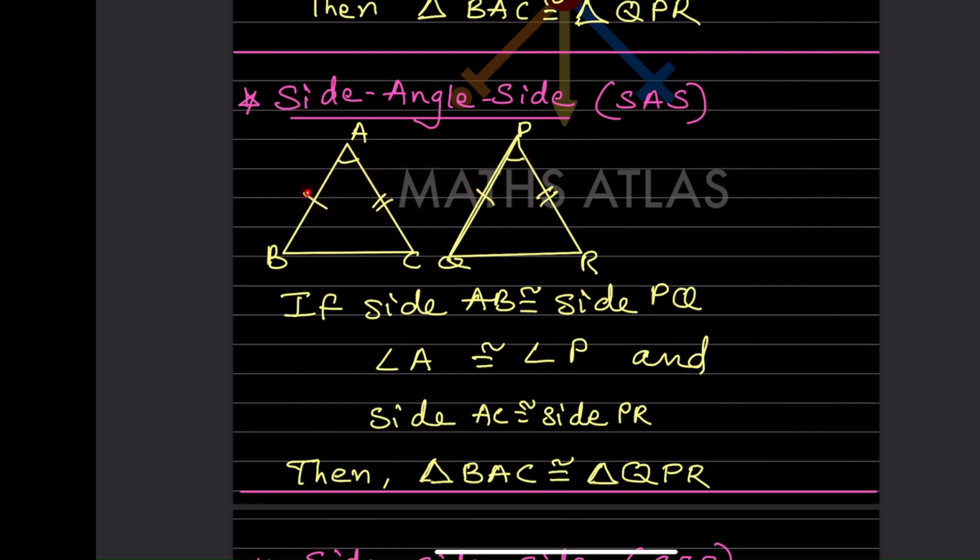So we can say this AB is congruent to side PQ, and AC is congruent to side PR, and angle A is congruent to angle P. So this is what is written. So we can say triangle ABC is congruent to triangle QPR.